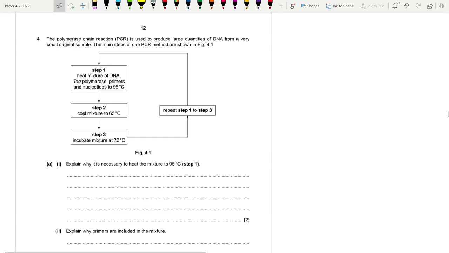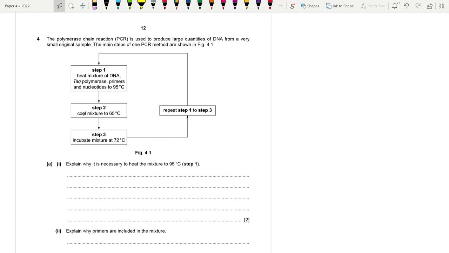The PCR, polymerase chain reaction, is used to produce large quantities of DNA from a very small original sample. The main steps of one PCR method are shown in figure 4.1. What is step 1? They heat the mixture of DNA, which is called denaturation. Okay, why is it done? Mainly to separate the strands. All right.